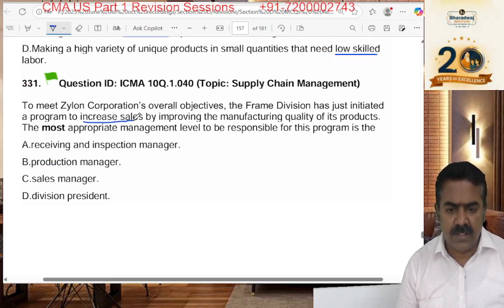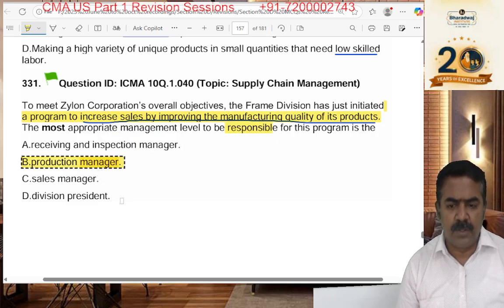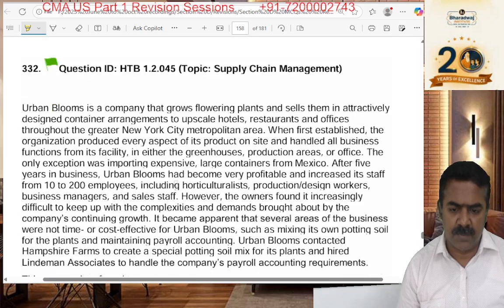Increase the sales by improving the manufacturing quality of the product. We want to improve the manufacturing quality of its products. Who is responsible for this program? Production manager. Quality should improve, and through that the sales will improve. So for quality, production manager is of course responsible.